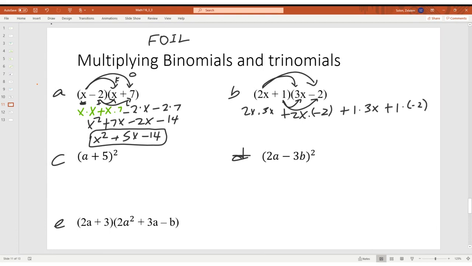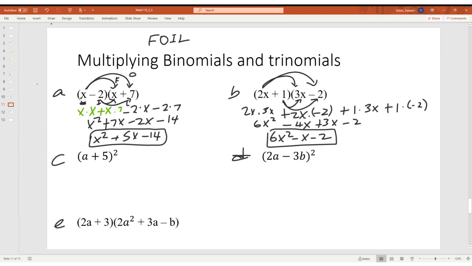Okay, so 2 times 3 is 6. So we have 6x squared. That was right. 2 times negative 2 is negative 4x. And 1 times 3x is just 3x. Then minus 2. So combine the ones in the middle, negative 4x plus 3x is negative 1x. So we have 6x squared minus x minus 2. So make corrections. So that's the correct answer.